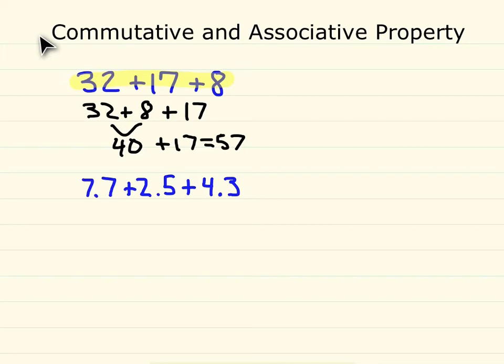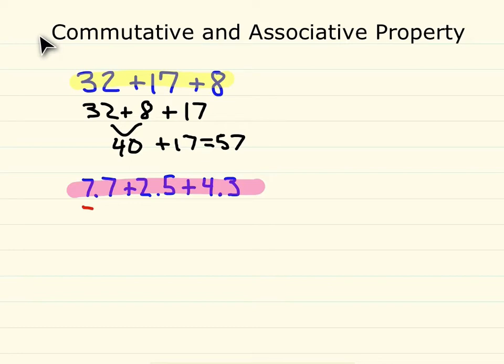Next up, let's look at our problem of 7 and 7/10, 2 and 5/10, plus 4 and 3/10. So we can use the commutative property as well to help us add decimals. So what two decimals here will make a perfect whole? Or how can we make one of them equal 10/10?